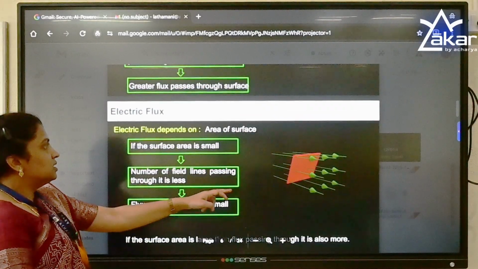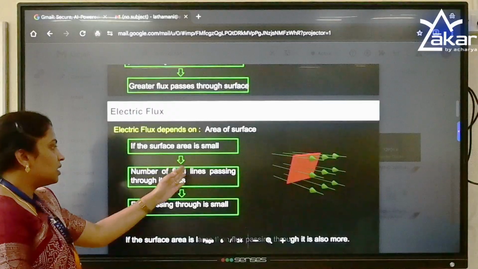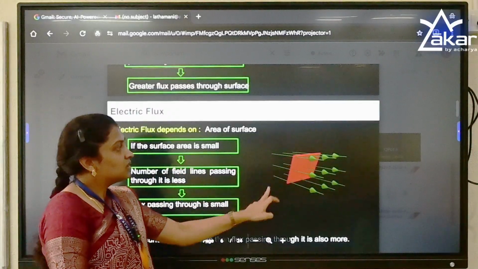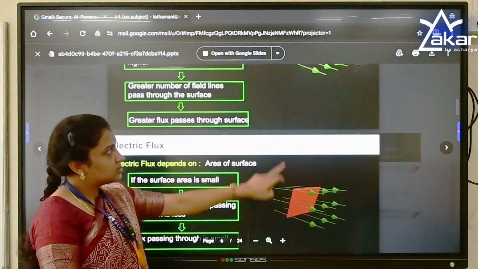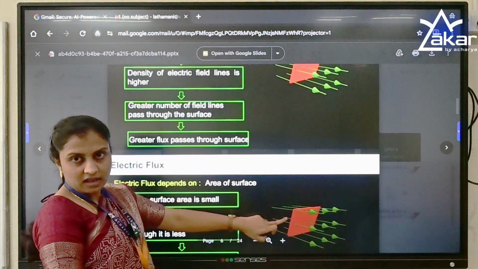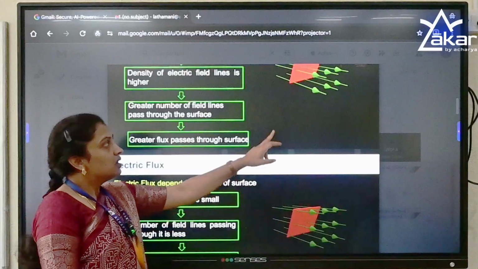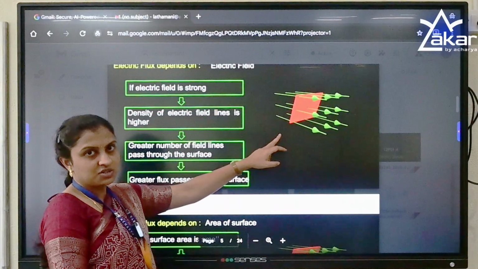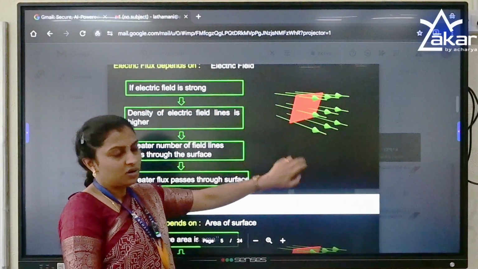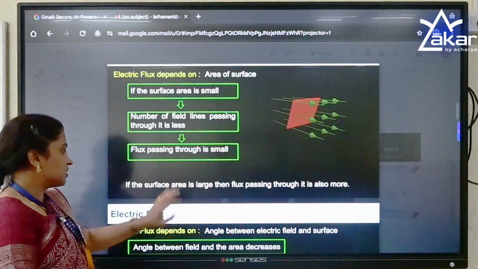Now you can see in this area, the surface area is small, so the number of field lines is less. Compared to this, this is large and this is small. In this smaller area, the field lines passing through are less. Here the field lines are large. Why? Because the surface is more. Here the surface is less. So this is electric flux.